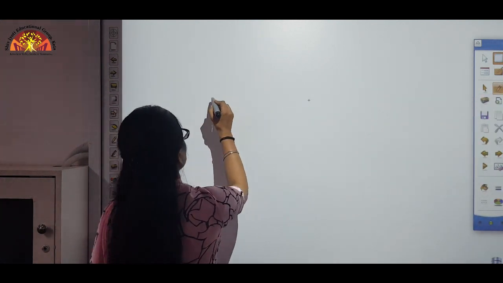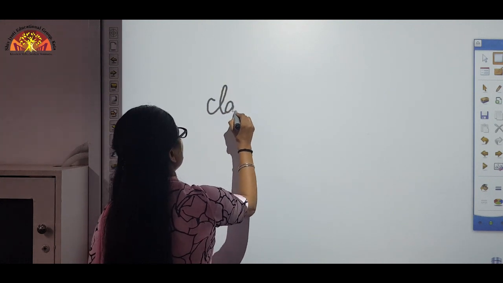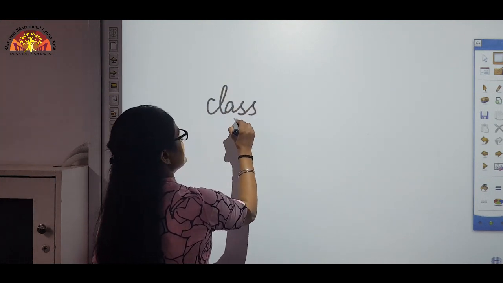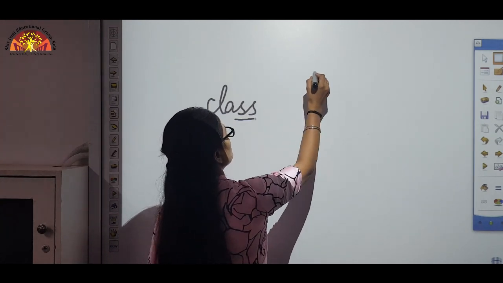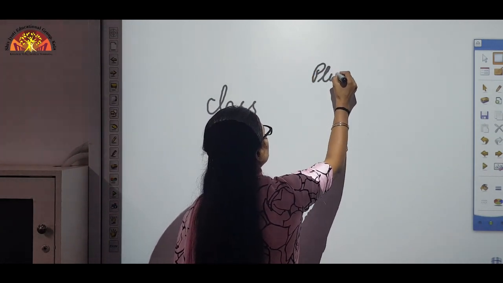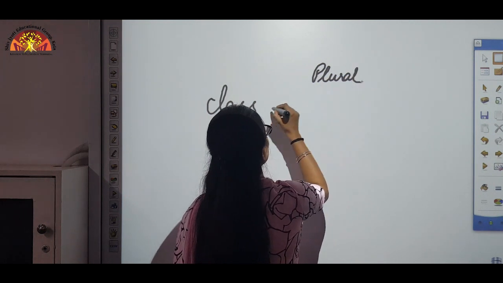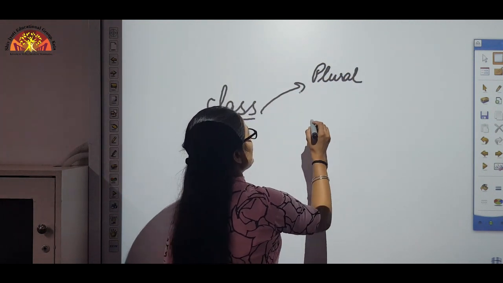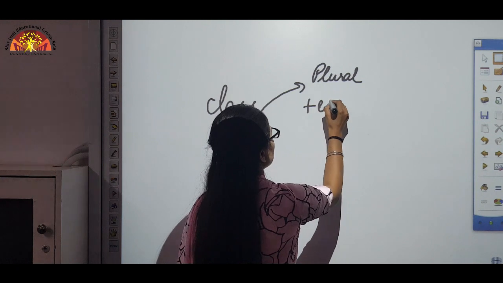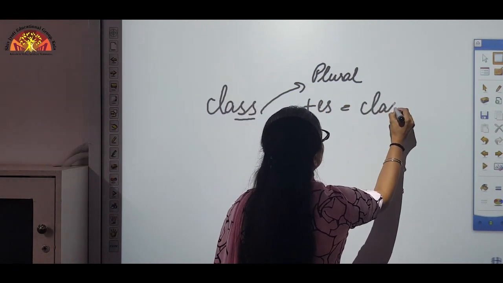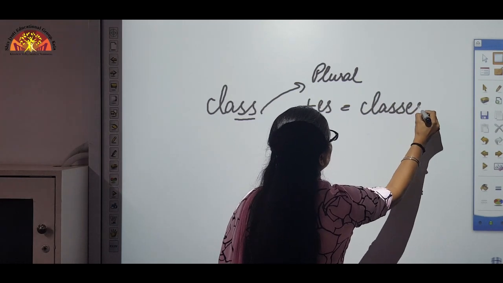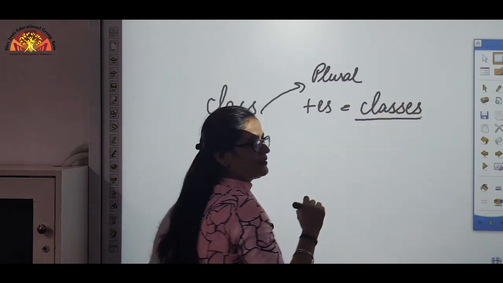Suppose, for example, I am taking the word class, C-L-A-S-S. You can see a hissing sound S is there, right. This is singular, and if I have to convert it into plural, what do I have to do? I have to add ES to it and then it will become classes. The correct plural word will be classes, right.